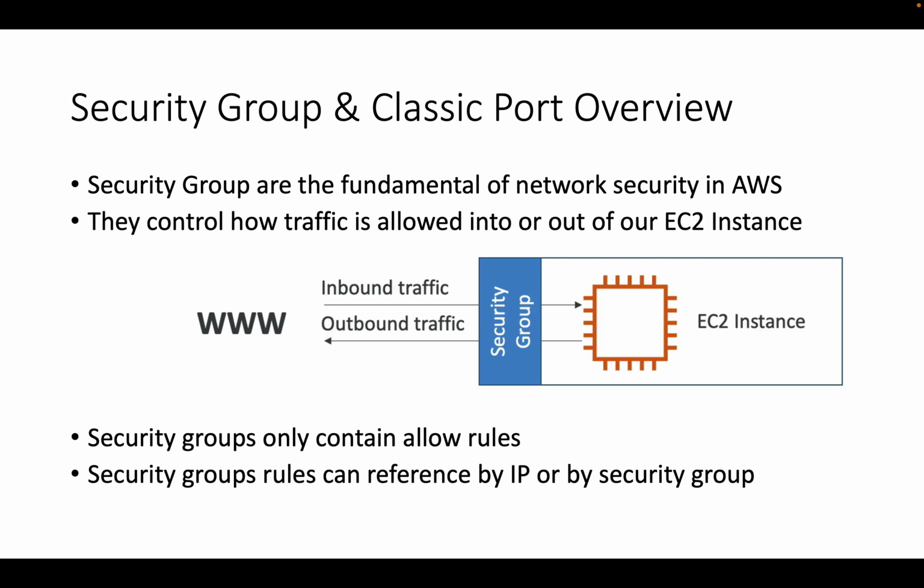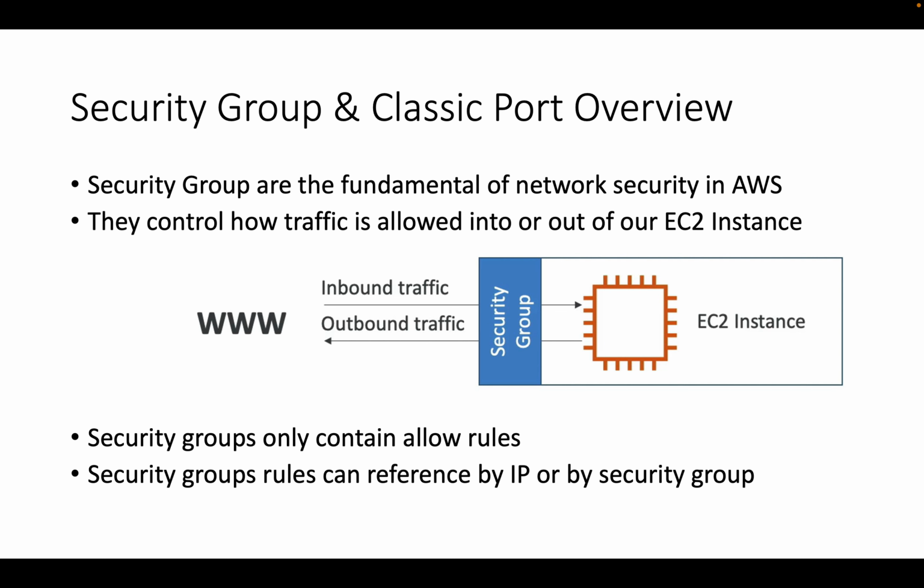So here we have a security group and also a classic port overview. Security groups are the fundamental of network security in AWS Cloud at the EC2 level. They control how traffic is allowed into and out of our EC2 instance. It has inbound rules and outbound rules for our EC2 instance. A security group only contains allow rules.